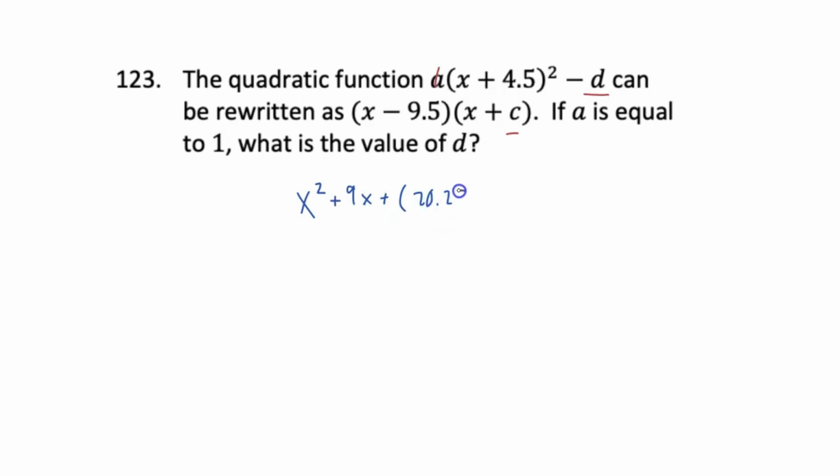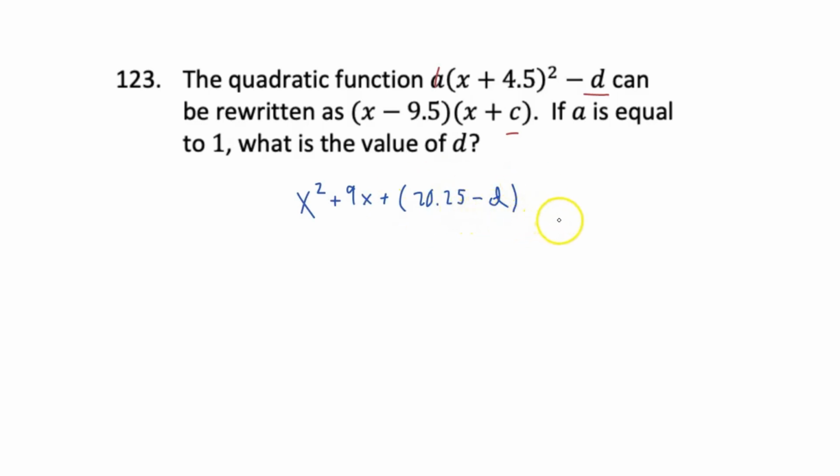20.25. And then that's not all, because we still have this minus d at the end. D is just presumably some value. It doesn't have to be an integer, but it is a value. And so this will be tacked on to the end of our constant term in this quadratic function. So this will be minus d. Boom. Okay, awesome. So we have this expressed out.